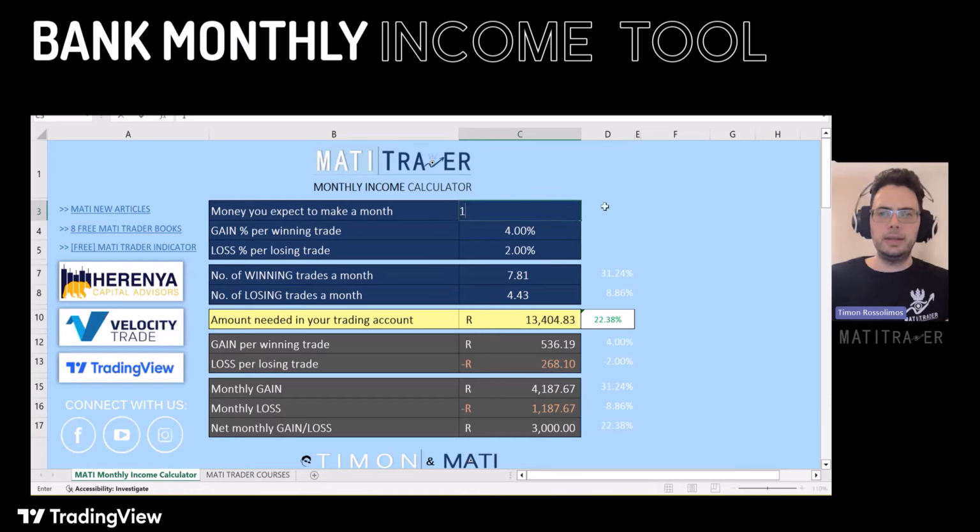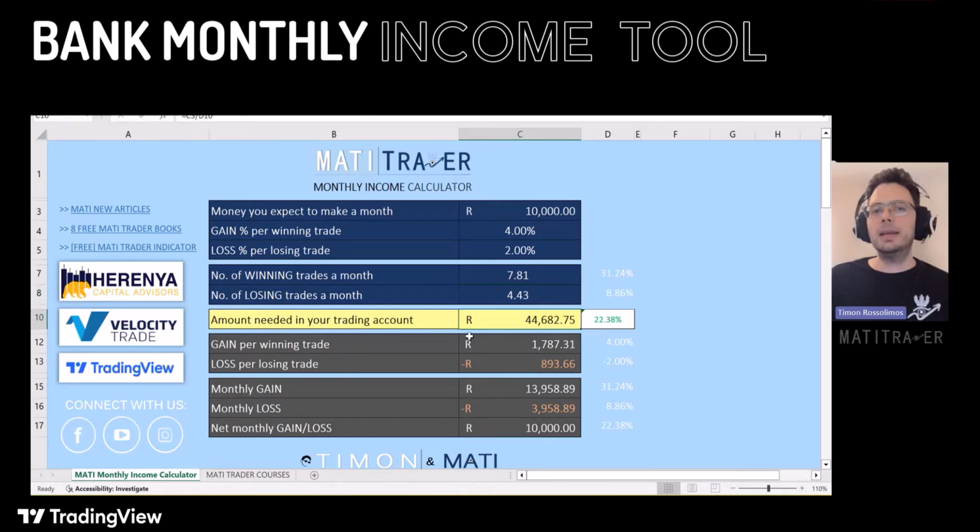If you want to make 10,000 Rand a month, then the gain percentage per winning trade is 4%. The loss percentage per losing trade is 2%. The number of winning trades a month stays 7.81. The number of losing trades a month stays at 4.43 trades.